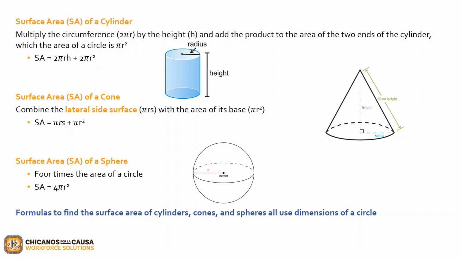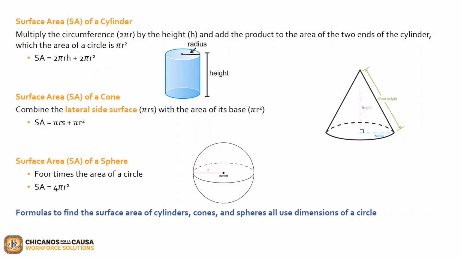In order to find the surface area of a cylinder, you're going to multiply the circumference. The circumference is the measurement around the object, which is 2 pi r. So you may be wondering, where do we get that formula from? Well, this formula goes back to the lesson where we learned about circles, because remember, a cylinder is a circular figure. Then you're going to multiply the circumference by the height, which is h, and then you're going to add that product to the area of the two ends of the cylinder, so the top and the bottom. And the area of a circle is pi r squared.